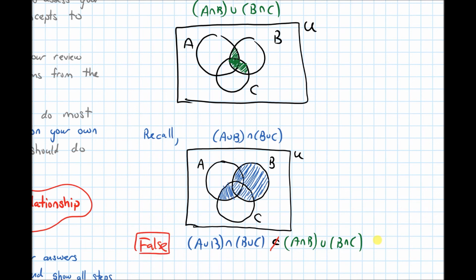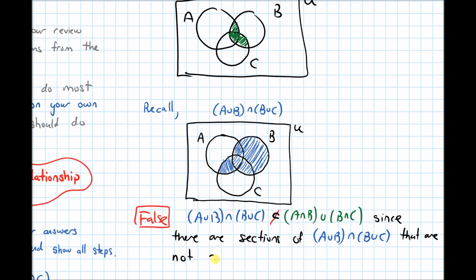And it's false since there are sections of the first set we drew, the blue one, A union B intersected with B union C, that are not contained in the second set we drew, the green one, A intersect B union B intersect C. But for the blue set to be a subset of the green set, every section of the blue set needs to be contained in the green set. And that's just not the case here.